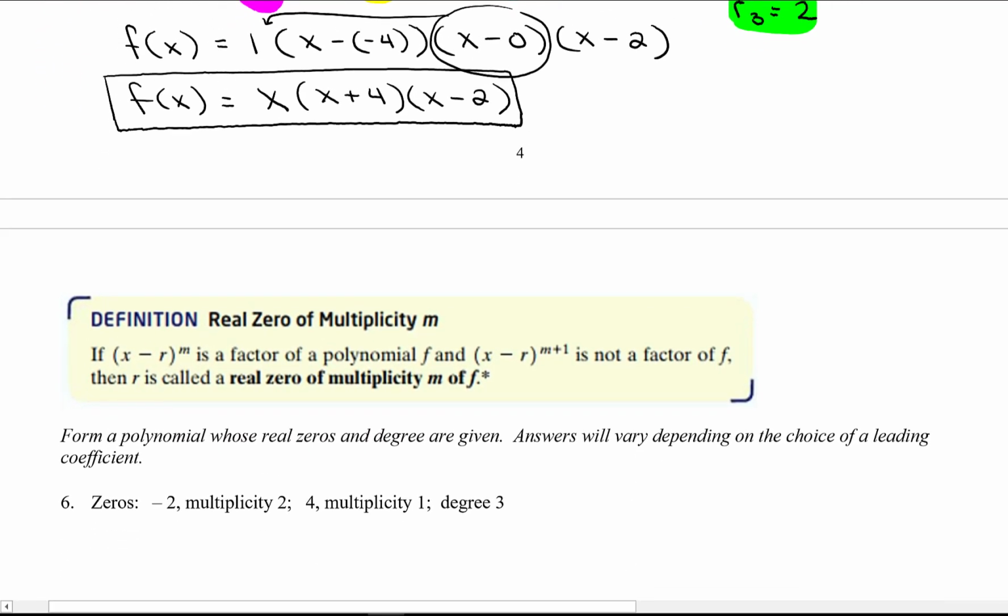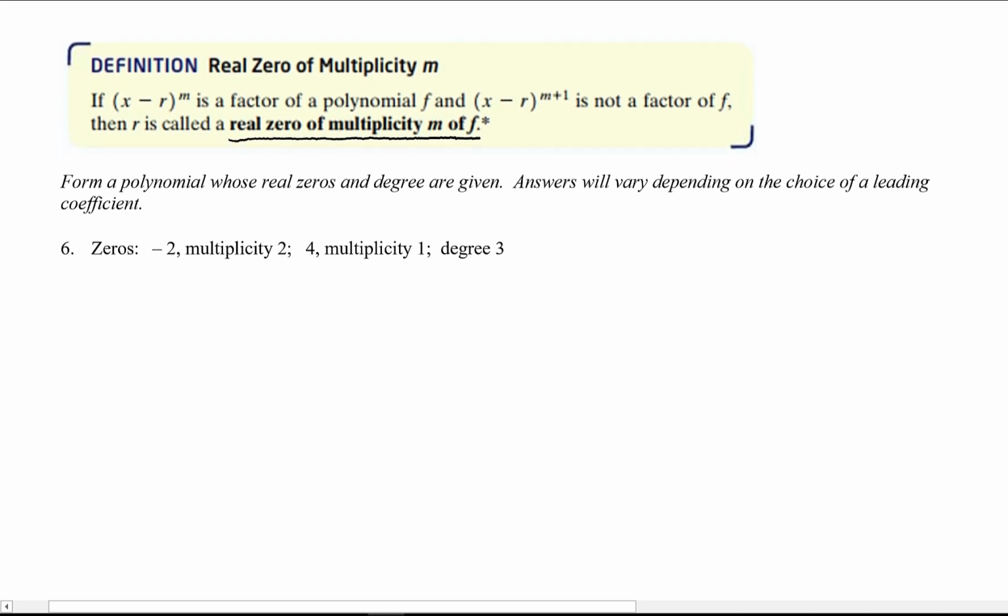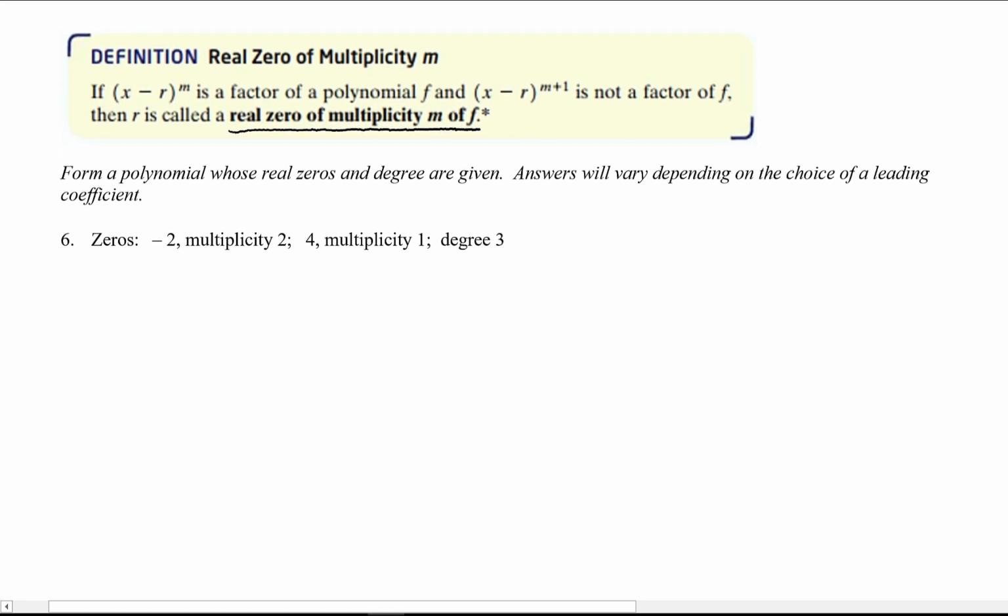Definition, real zero of multiplicity m: if x minus r, quantity raised to the m power, is a factor of a polynomial f, and x minus r raised to the m plus 1 is not a factor of f, then r is called a real zero of multiplicity m of f. We're going to form a polynomial whose real zeros and degree are given. Answers will vary depending on the choice of a leading coefficient. The easiest leading coefficient to choose is 1, so I'll choose 1. This problem says our zeros are -2 with multiplicity 2, 4 with multiplicity 1, and degree 3.